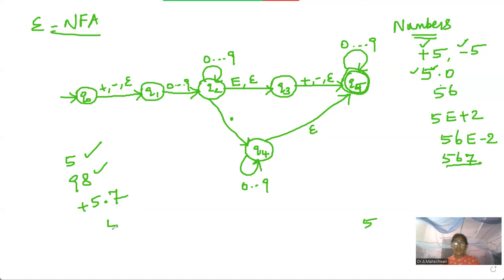Suppose I have 56 E symbol minus 2. First the empty string, 5 is recognized, 6 is recognized, the E symbol is recognized here, the minus symbol is recognized, then the 2 is recognized. Is this diagram an epsilon NFA? Yes, it's an epsilon NFA, because we have an empty string on many edges. Even if you use one empty string, the diagram belongs to epsilon NFA.